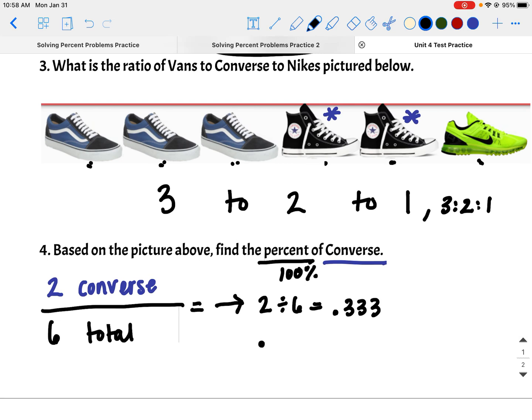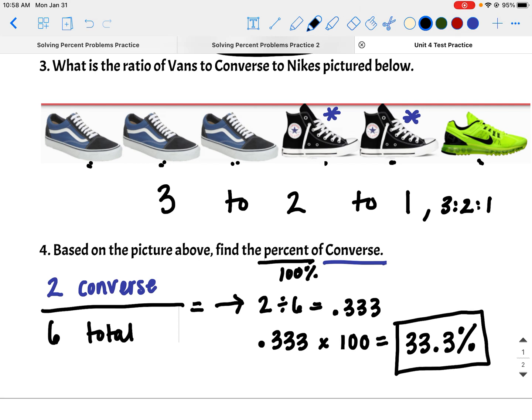And then, that was the unit rate out of 1. I don't want it out of 1, I want it out of 100 because I want it to be a percent. So now I'm going to multiply it by 100, and that's going to give me 33.3% are Converse. Does that make sense? Yeah, 33.3 is a third, right? And I could say that 2 out of 6 is also a third. It makes sense that it's 33.3%. Hope that helped.